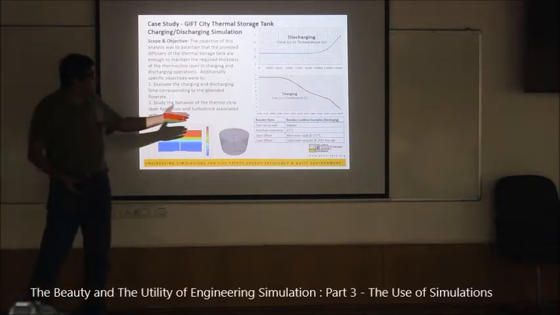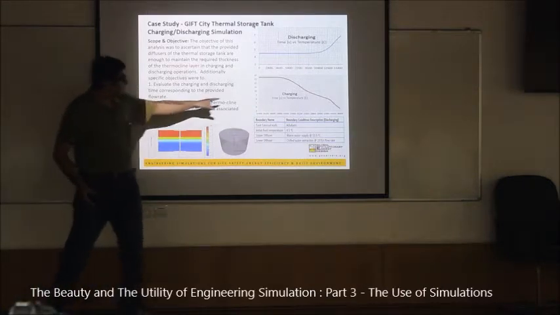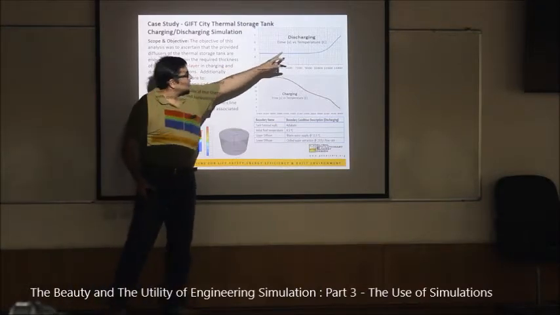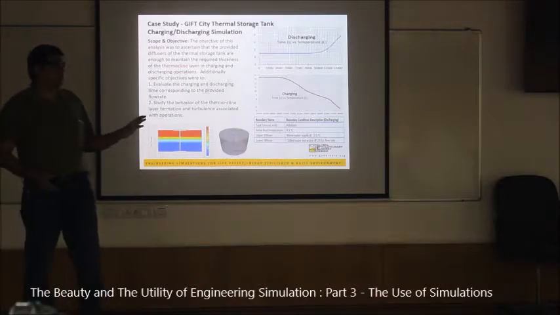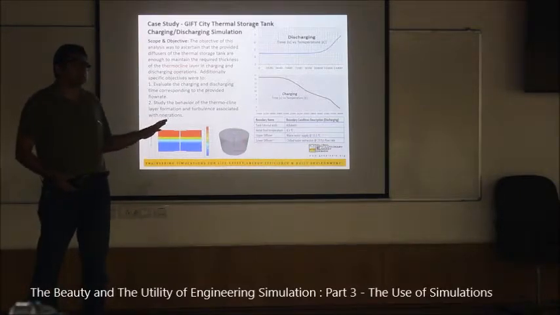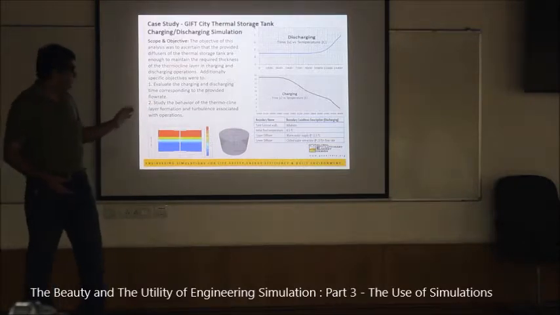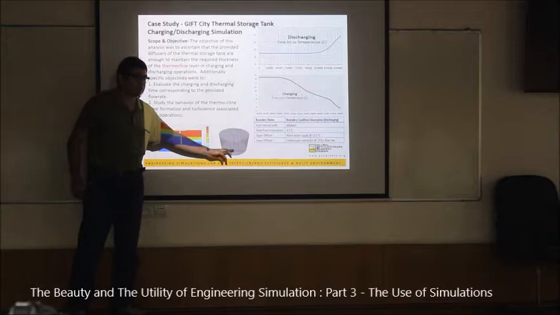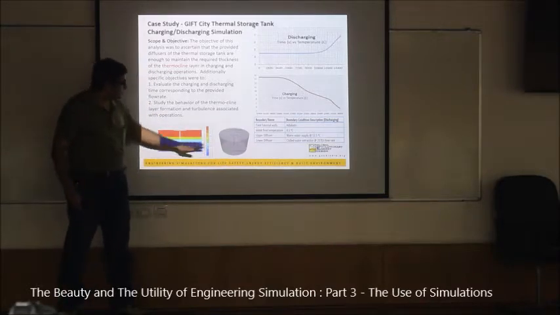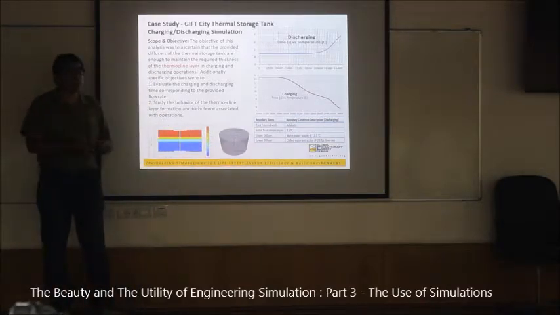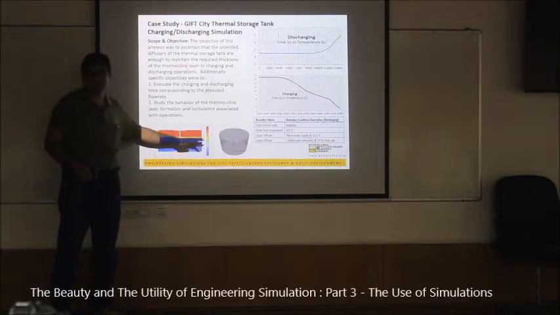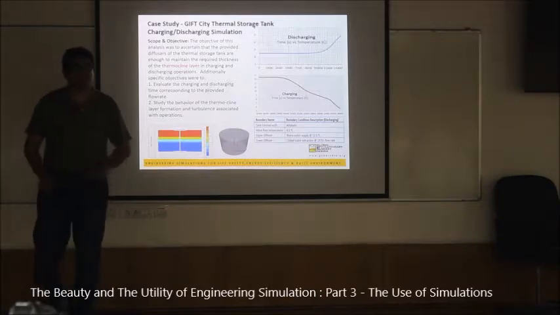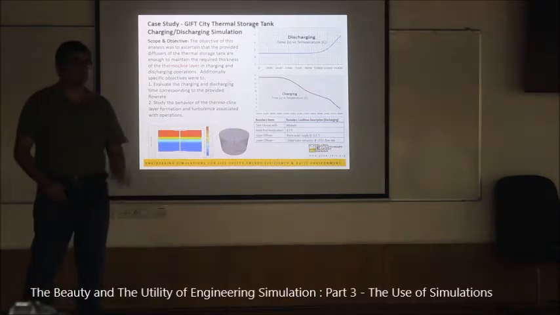So you can see that this is showing the charging curve, and this is showing the discharging curve. This is a transient CFD simulation as water is flowing. Wherein you supply the chilled water from here, maintaining the thermocline, and you supply the chilled water in such a laminar way that it doesn't disturb the thermocline layer. So basically you're filling it and discharging it, simply.